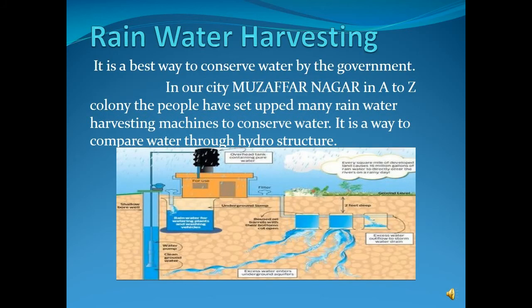Rainwater harvesting. It is the best way to conserve water by the government. In our city Muzaffarnagar, in a TZ colony, the people have set up many rainwater harvesting machines to conserve water. It is a way to conserve water through hydrostructure.